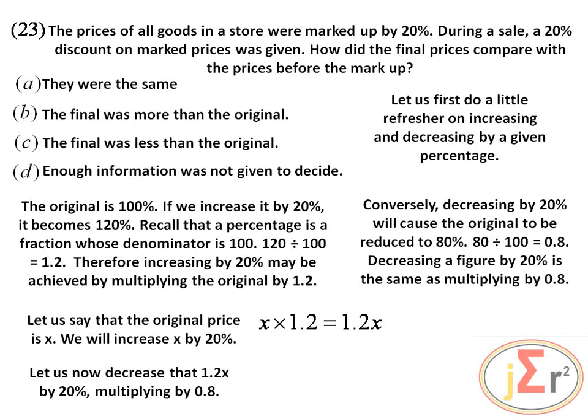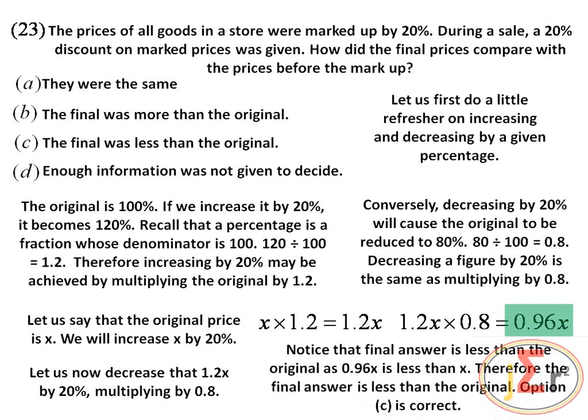So we are going to decrease now by 20%, and that is achieved by multiplying what we have there, this new result, by 0.8. So 1.2x multiplied by 0.8 is equal to 0.96x. That's what we have. Notice that the final answer is less than the original, as 0.96x is less than x. Of course, 0.96 is less than 1.